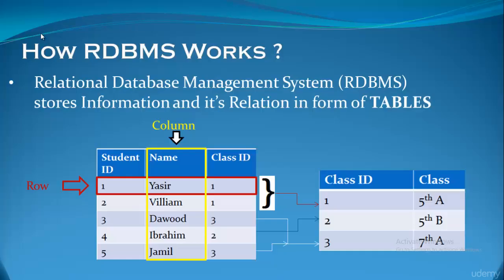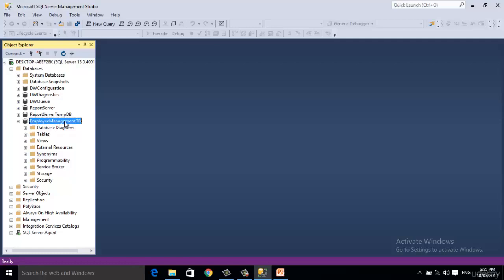If you could recall our first lecture, you would remember that a database has information in form of tables, and tables are the typical combination of columns and rows. After creation of our database, we have to create the tables in this database.